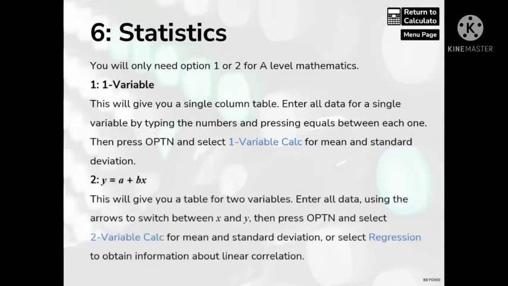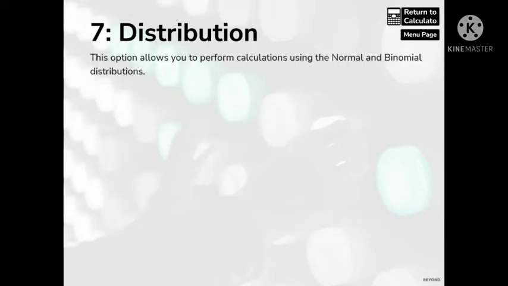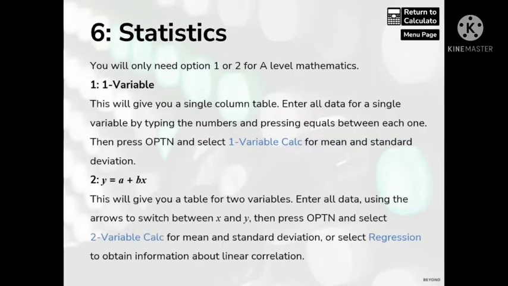The second one will give you a table for 2 variables. Enter all data using the arrow to switch between x and y, then press option, and then 2 variable calculation for mean, standard deviation, or select regression to obtain information about linear correlation. So that is the regression calculation stuff. Let's calculate the regression line.